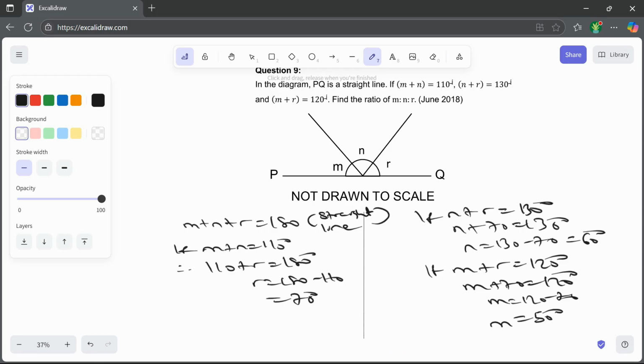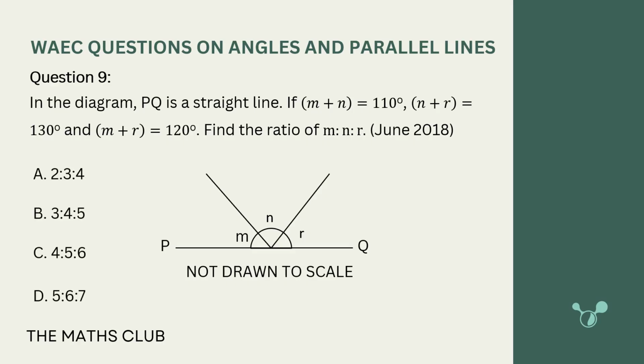So the question also says to find m, n, and r in terms of ratio. So m ratio n ratio r. m is 50, n is 60, and r is 70. Of course, I can simplify this and say 5 ratio 6 ratio 7, because 10 is common in the 3 of them. I could just divide out by 10. We talked about this with ratios and proportion. Let's see if our answer is correct. So out of these options, our answer is option D.